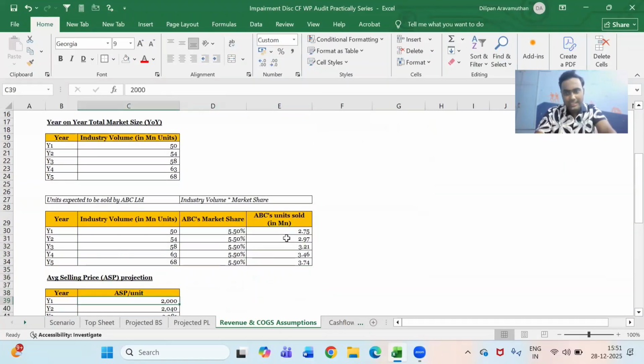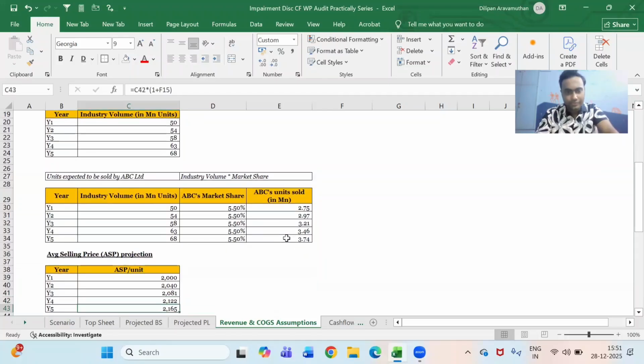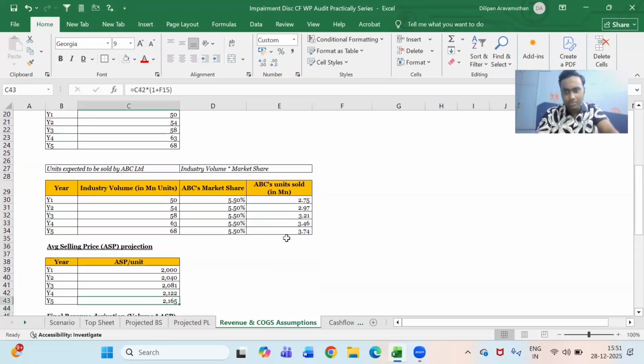And average selling price, as we had discussed, we are expecting it to rise by 2% year on year based on the increase in input costs. So 2000 plus 2%, 2040 plus 2%, 2081 plus 2%, 2122 plus 2%, 2165. I hope that is clear, guys.